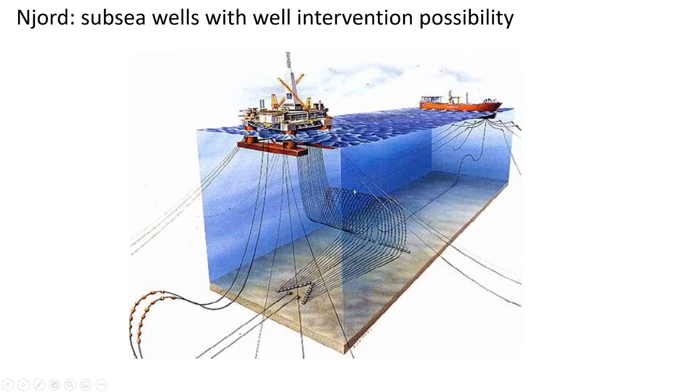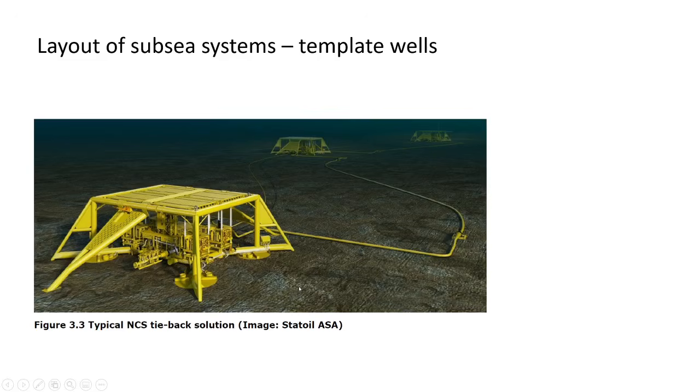Also, you can have drilling. In this case, this is the semi-sub of Njord, a field in the Norwegian continental shelf. And you see you have subsea wells. These are the subsea wells, and these are the risers of each well. Each well has its own riser. But in this case, the semi-sub has a drilling package and is located exactly over the wells. So if they need to make an intervention on the wells, I simply go down and make the intervention or drilling in this location. Okay, so this is a way that I have a floater and subsea wells, but I still can do intervention on the wells.